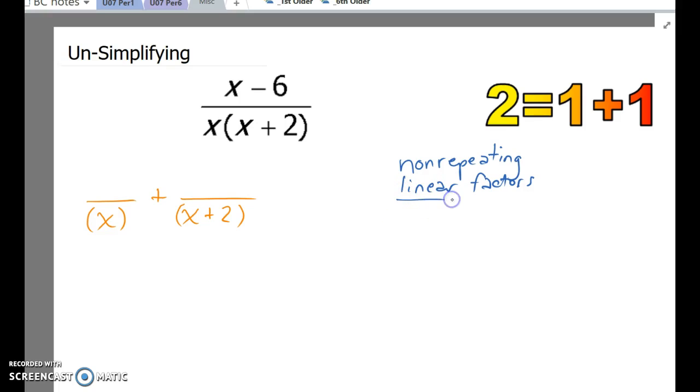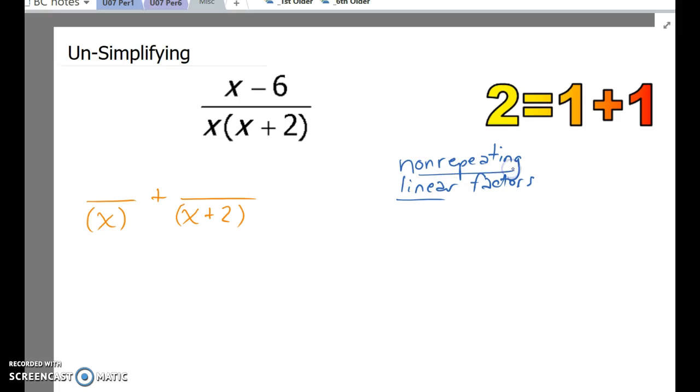So linear just means nothing's quadratic. So it's not like an x squared plus 2 or the x squared plus 1 we had in the previous problem. You have to make some adjustments for that. It's not in the BC curriculum. We've missed enough days at this point, so I'm throwing it out.